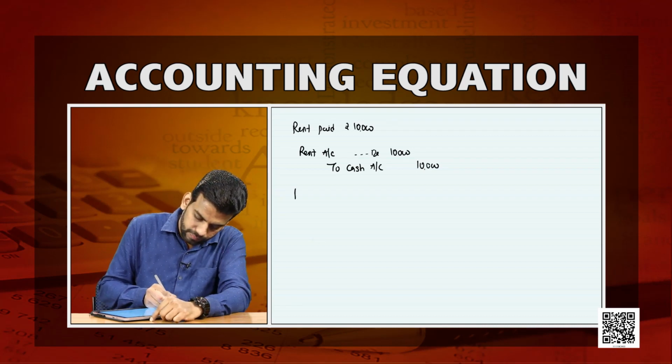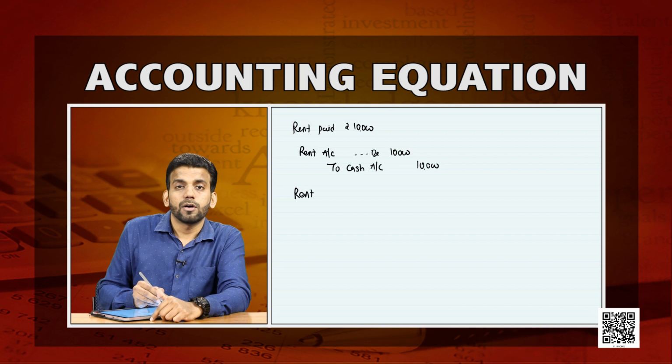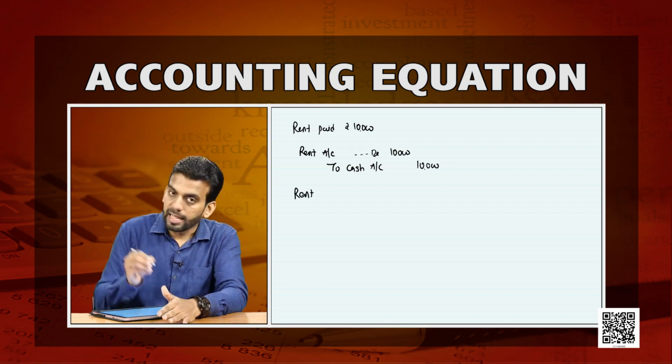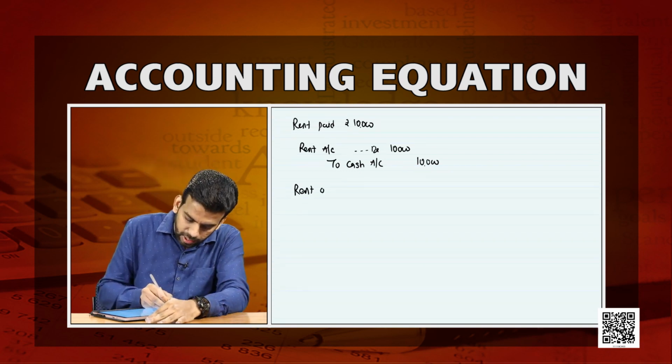Sometimes the rent or any other expense falls due, but we are not able to pay that, and that is known as rent outstanding. Rent outstanding means rent has fallen due but not yet paid. So what should we do? See, accrual basis says all the expenses should be debited by the amount which has fallen due, isn't it?